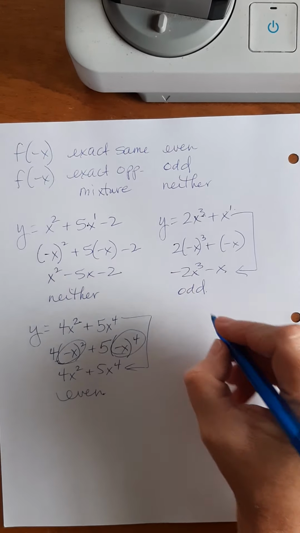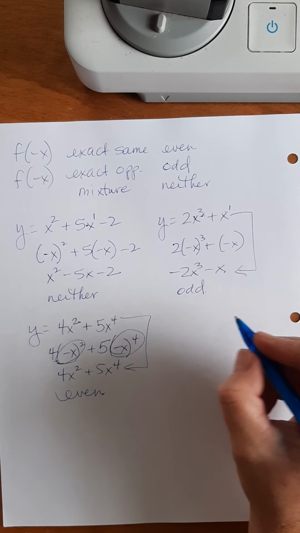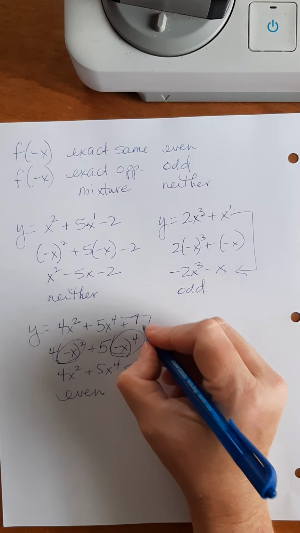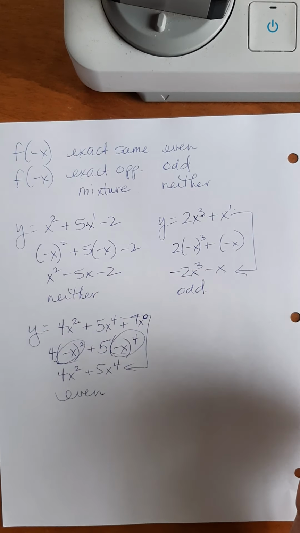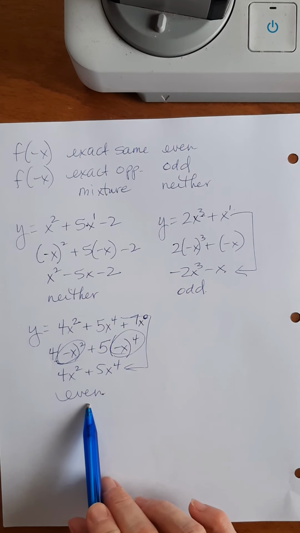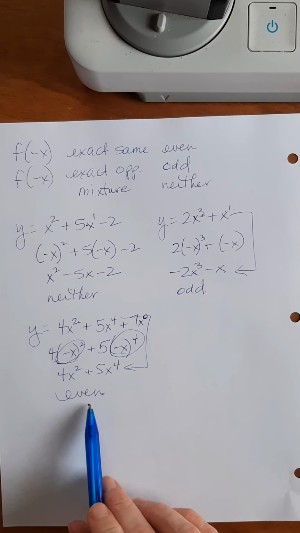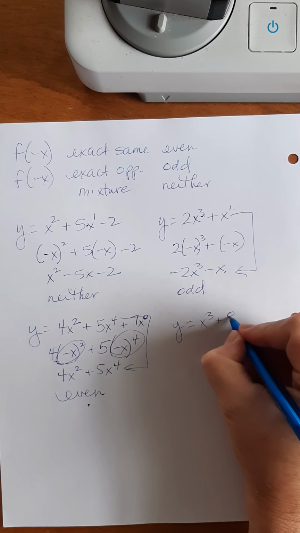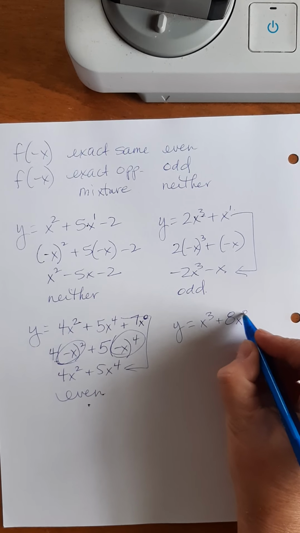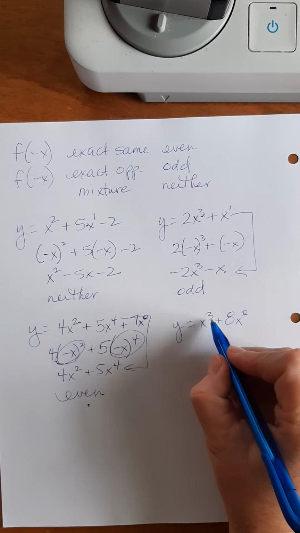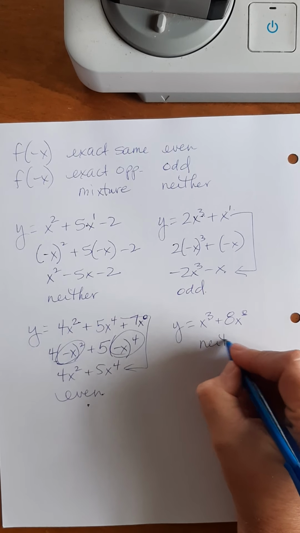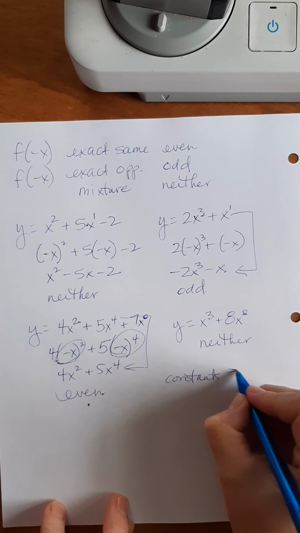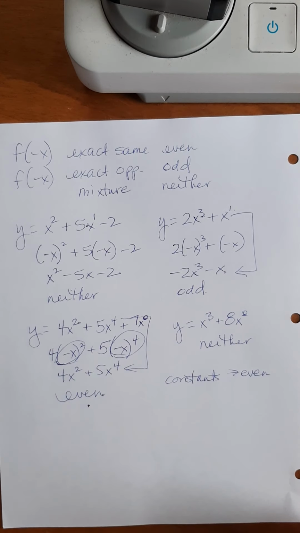Now, notice how if you were to have a constant, like let's say plus 7, think of that as x to the 0, so you're still good. It's even. The trouble is you can't have, like if I said x cubed plus 8, 0 is considered even, so you have an odd and an even, so that's neither. So on the shortcut, just think constants are considered an even.